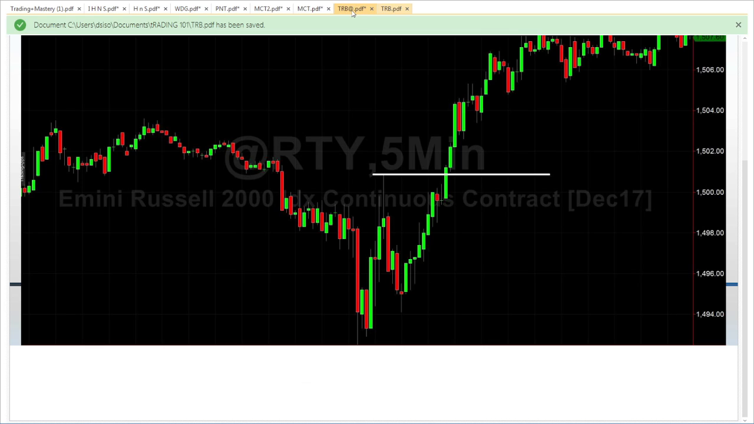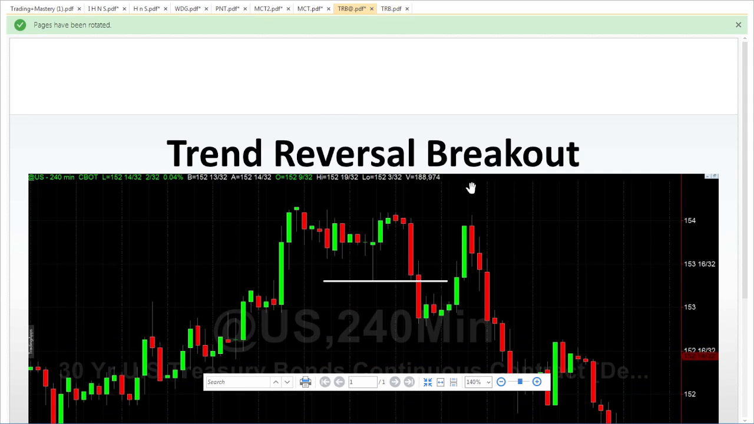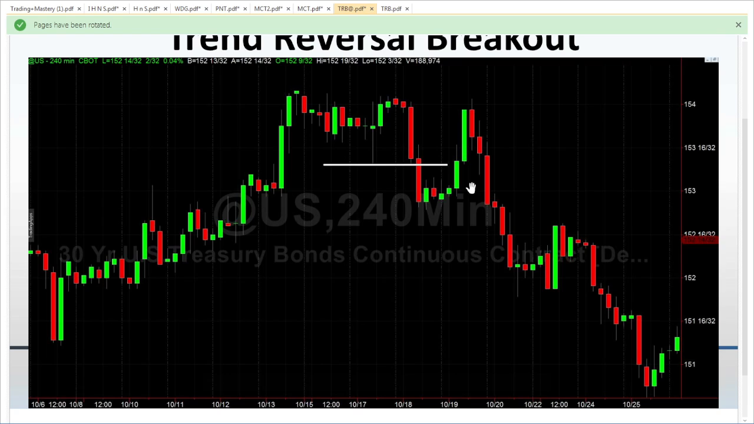And this is the trend reversal breakout for a short. So we have the directional move that we want to reverse. This is a trend reversal breakout. A directional move that we want to reverse. We make the low here, right? We come up. Here's our low, here's our high.